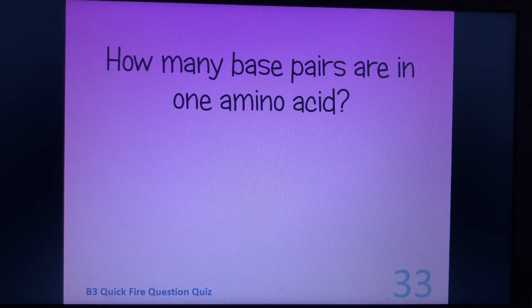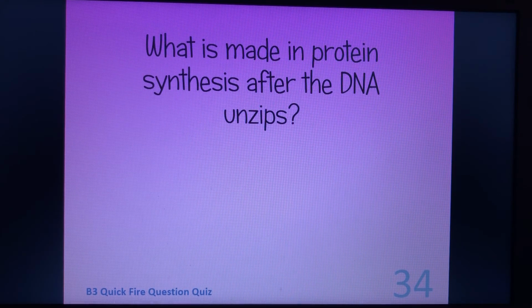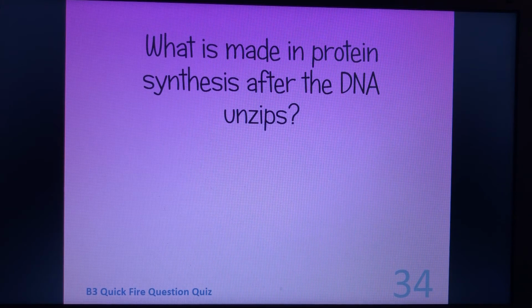Question 33. How many base pairs are found in one amino acid? And the answer is 3. Question 34. What is made in protein synthesis after the DNA unzips? So think through the whole process of protein synthesis. The DNA unzips. What is made after that happens? And the answer is a template. And then that template moves to the ribosome to build that protein.